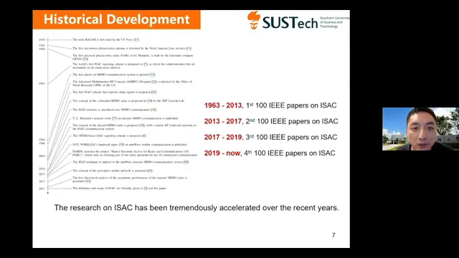So let's then look at the historical development of this technology. Actually, the first ISAC signaling scheme was proposed very early, and can be traced to 1963. This is a very old paper on carrying communication bits using radar pulse interval modulation.